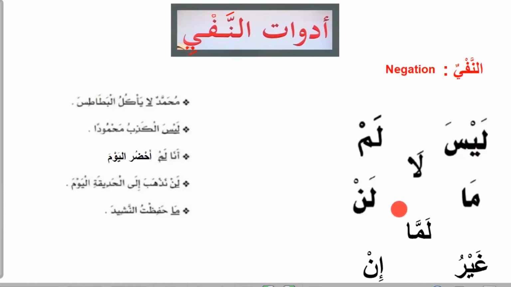Okay, they are huruf, they are from the harf. And they are simply just words. When you add them to a sentence, they change the sentence from an affirmative sentence to a negative sentence. I hope that is clear. So that's what we mean by adawatun nafi. So when you see any of these words, laysa, lam, la, ma, lan, lamma, ghayru, in, if you see any of these in a sentence, note that the sentence is what? It is negative. I hope that is clear. It is negative.